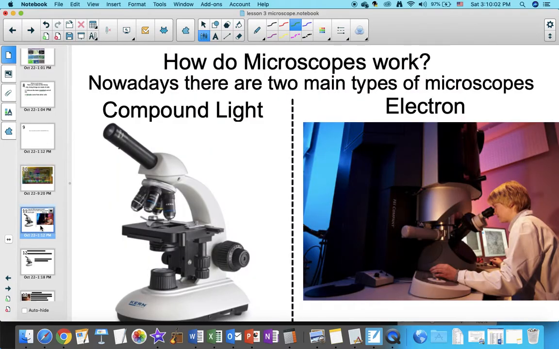So, how do microscopes work? Nowadays there are two main types of microscopes: the compound light microscope and the electron microscope. So you can see how big the electron microscope is, and you can probably assume that we won't be using an electron microscope. We'll be focusing on the compound light microscope, but we will briefly talk about the electron microscope as well.